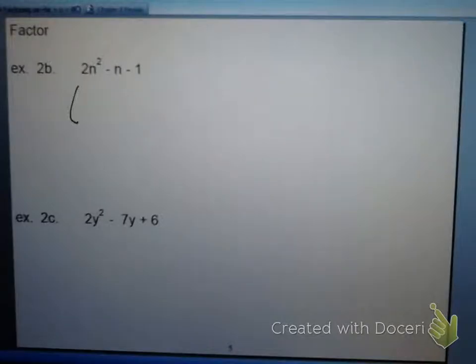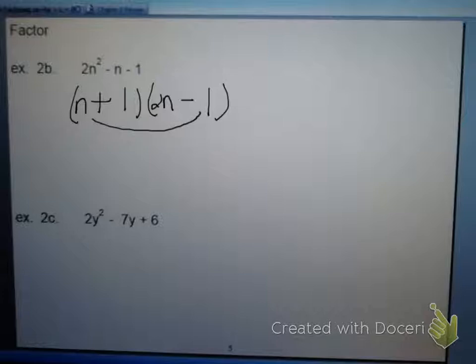Example B, take my 2 binomials. My last sign is negative, so my signs are going to be different. Factors of 2n, 1n and 2n. I don't have any choice there. Factors of 1, 1 and 1. I don't have any choice but to use 1 and 1.